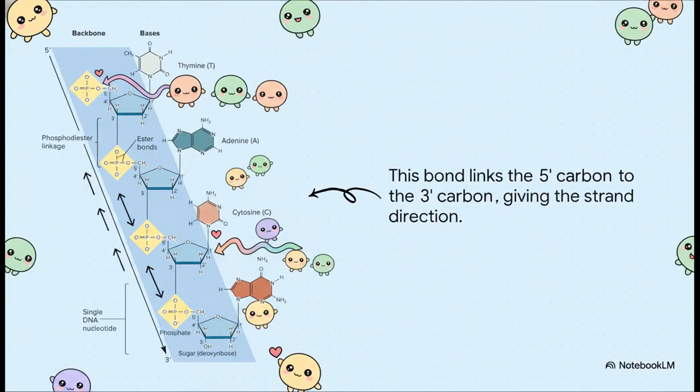And here's another concept that is a huge exam favorite: directionality. You have to know this. The phosphodiester bond always connects the 5' carbon of one sugar to the 3' carbon of the very next one. This creates a chain that has a distinct start and finish, a 5' end and a 3' end. This 5' to 3' direction is absolutely fundamental to, well, everything in genetics.